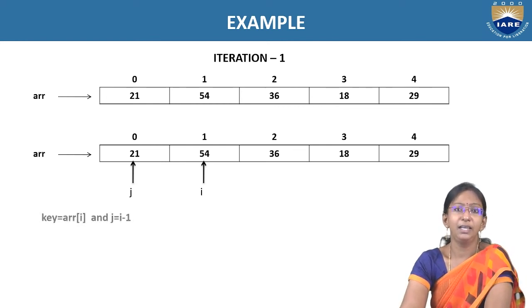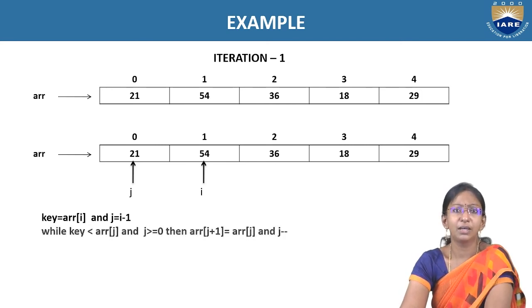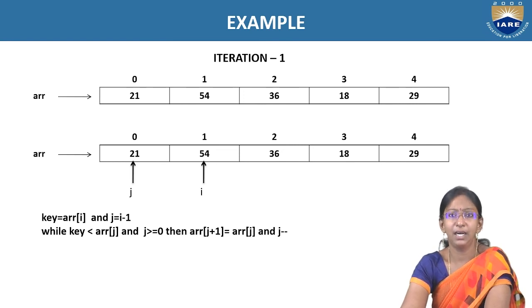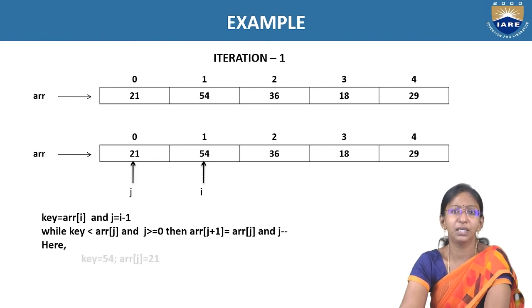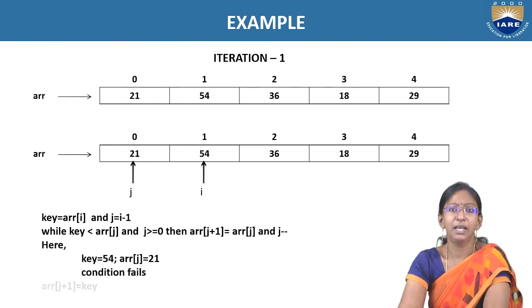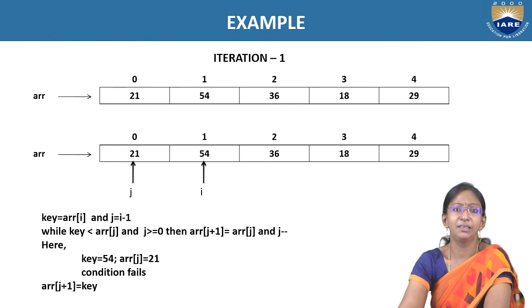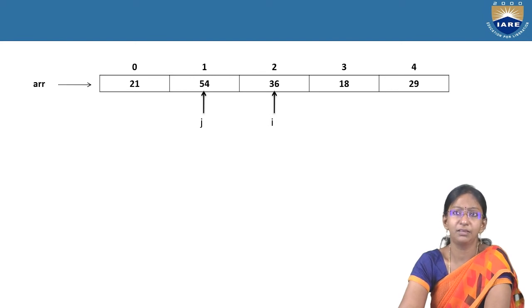So I is going to be positioned at the first index and j will be one step behind it. As I said, it's a different one compared to selection, right? So compare the key element, that is the element pointed by I and the element pointed by j. If the condition fails, then place the key in j plus 1th position. So as the condition failed, I have placed.